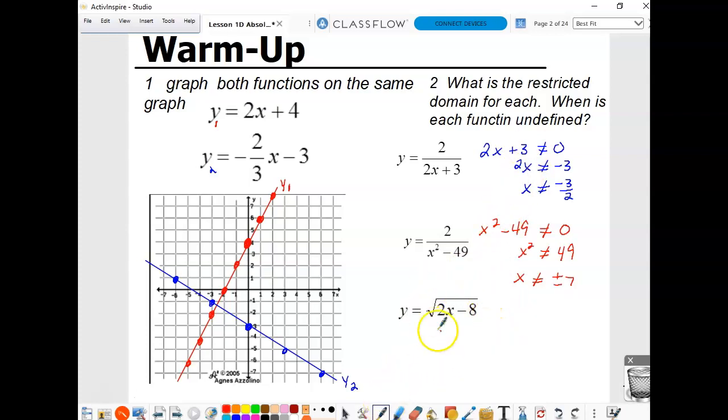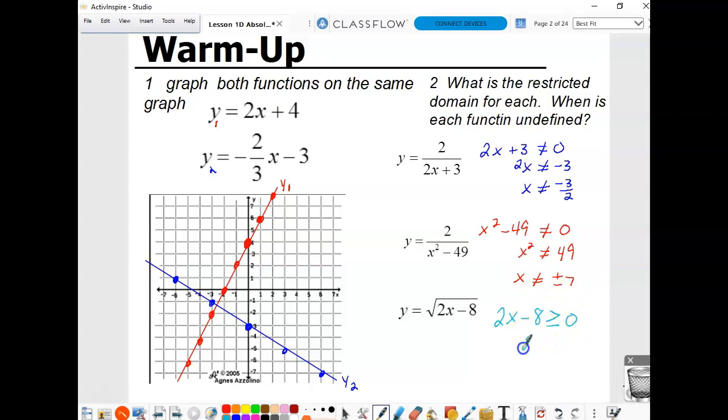So basically, our rule that we're following for this one is, I want to switch colors here, I'm sorry, so that we see a different problem, that 2x minus 8 must be greater than or equal to 0. Can't be negative. That's how we would write that. So we're going to solve this inequality.